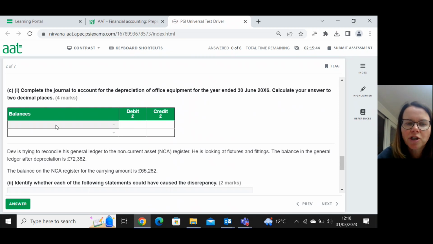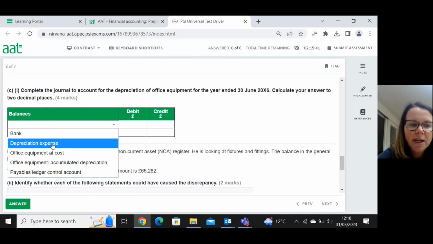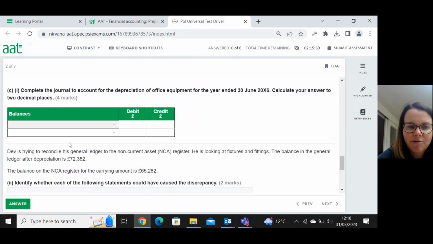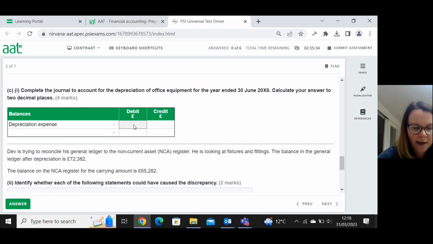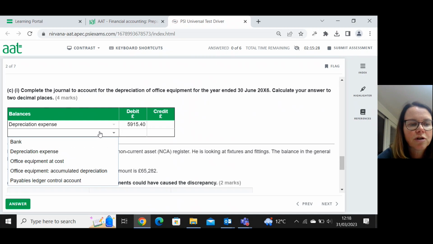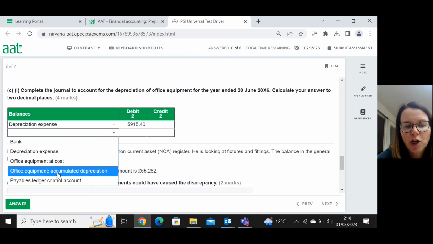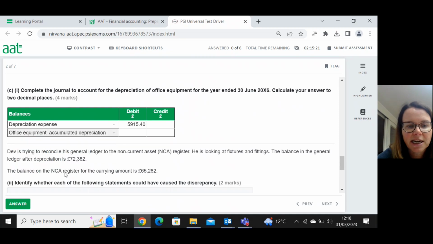So whenever we're putting through a journal for depreciation, we know that we have to debit the depreciation expense, and the amount was £5,915.40. And we know that we have to credit the particular category's accumulated depreciation with the same amount. Any journal must have equal and opposite debit and credit figures.